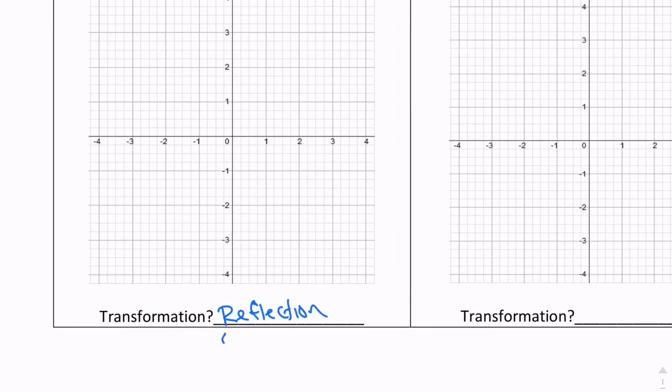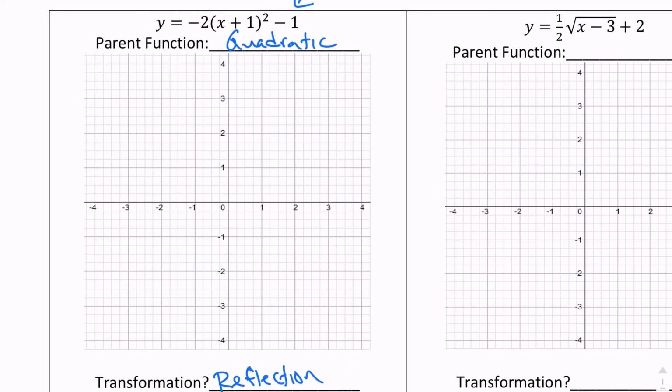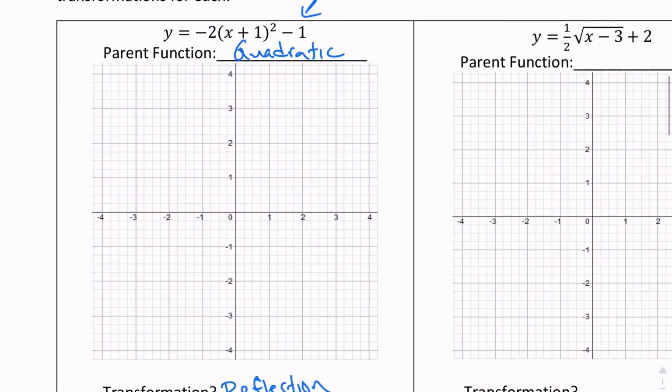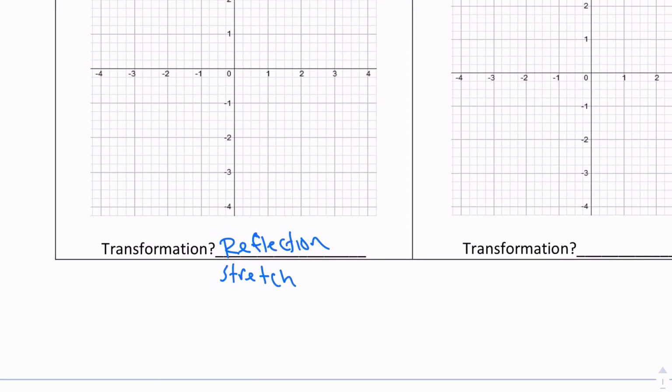We have a stretch. That stretch is the 2 out front. We are moving to the left one. That's this. This is the left one right here, the +1 inside the parentheses. And then we're moving down 1. So we've got quite a bit going on here. So stretch by 2, left 1, and down 1. So that's what we're looking for on that.